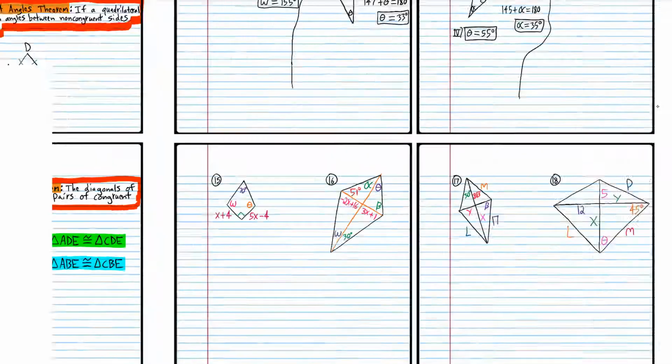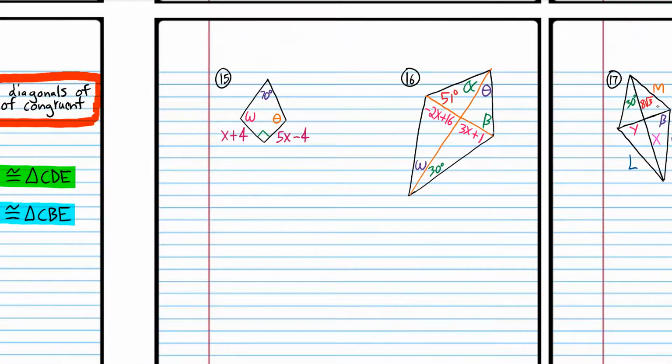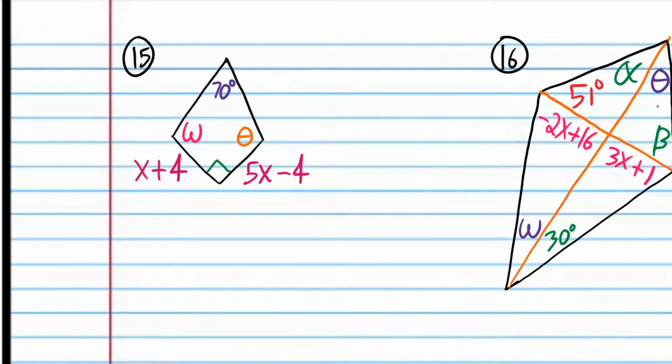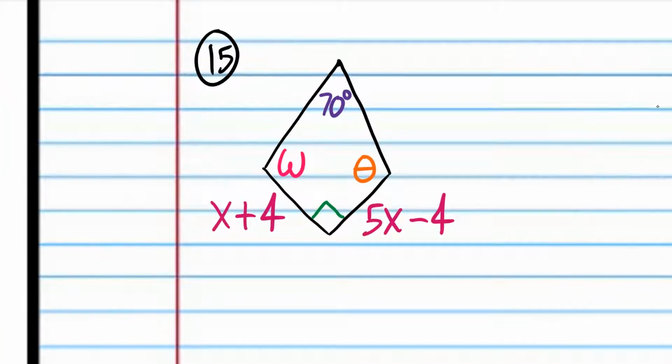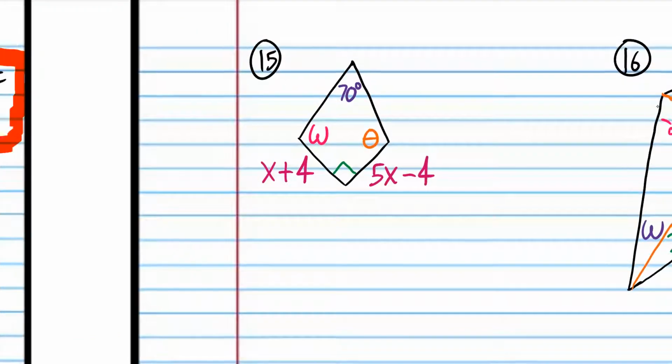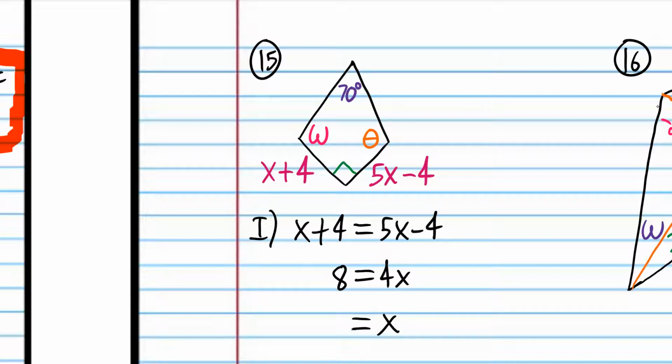All right, on to number 15. So go ahead and try number 15, and when you come back, we'll do it together. All right, we're back. Let's see here. We know that these sides must be congruent. So x plus 4 must be equal to 5x minus 4. Do the algebra on that. We get 4x is equal to 8. X is equal to 2.